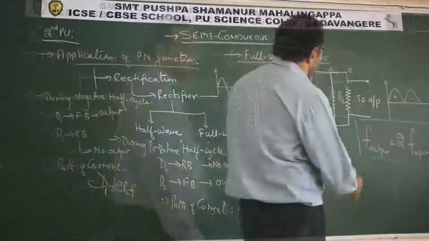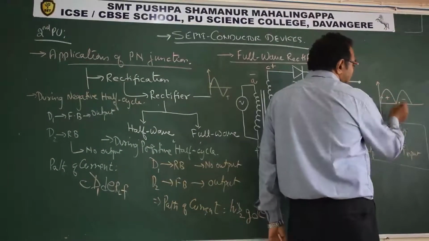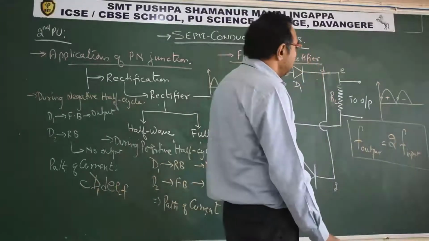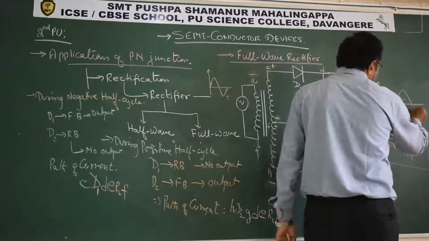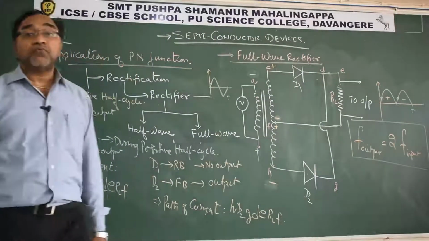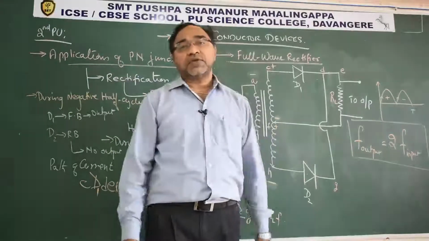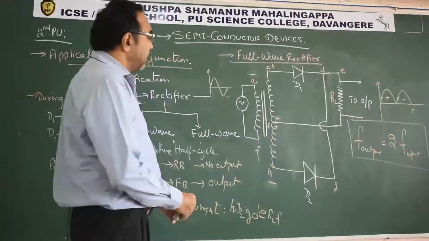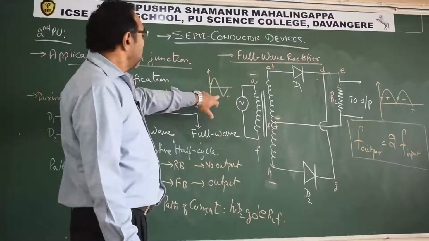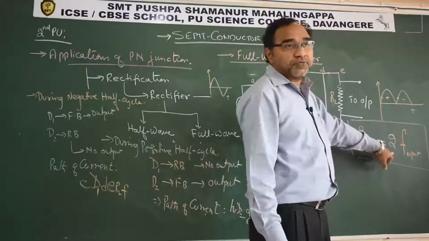See this. Here we find that the wave is starting here, and at this point also the wave is starting, which means that in one time period we are having two waves, and that is nothing but the frequency. So what can we say? The frequency relationship between input and output is 2 times.